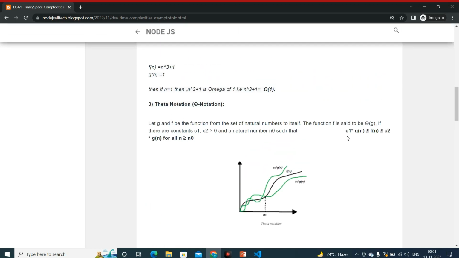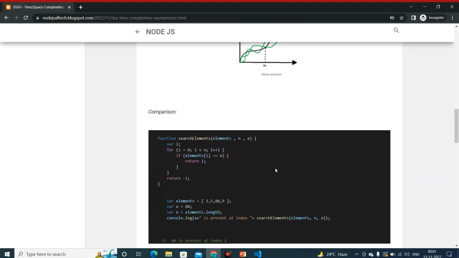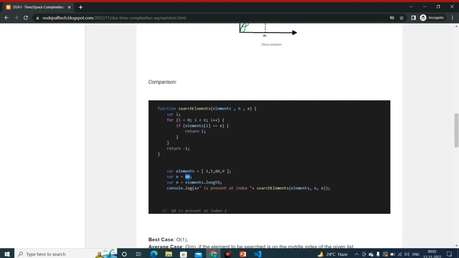Now this is all about the asymptotic notations. Now we'll move towards the comparison. For comparison purposes I have one program which will search for an element in an array. Means we pass one element, and it will find the index of that element in that particular array. For that there is one method, search element. We are passing the elements array, n meaning the length of the array, and x meaning the element which we want to find in the array.